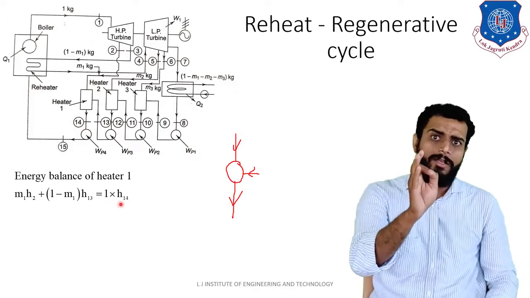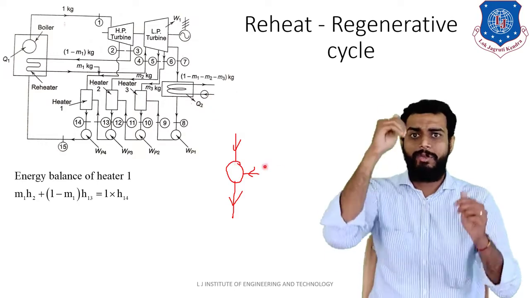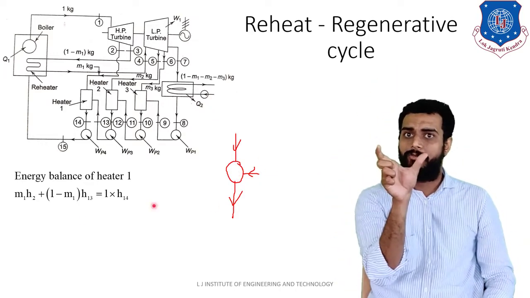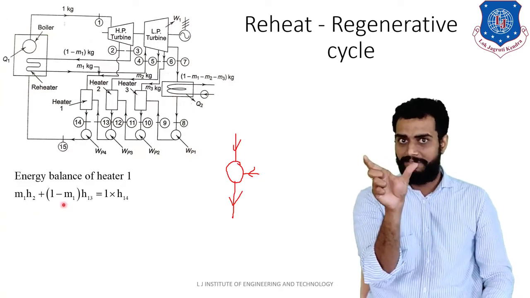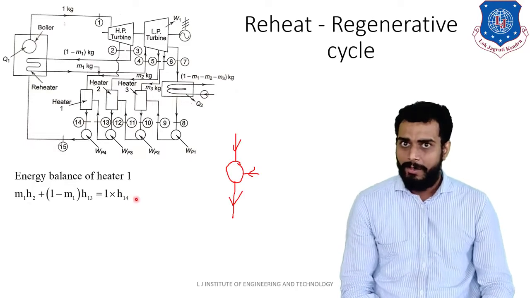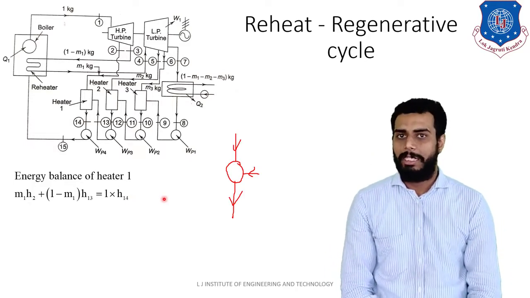The simple funda for energy balance is inlet is equal to outlet. Here you have 2 inlets. As you can see in the first equation, for 2 inlets you have 2 terms on the left hand side, and for 1 outlet you have 1 term on the right hand side. Clear? Same way, let us apply the equation for heater number 2 and 3.